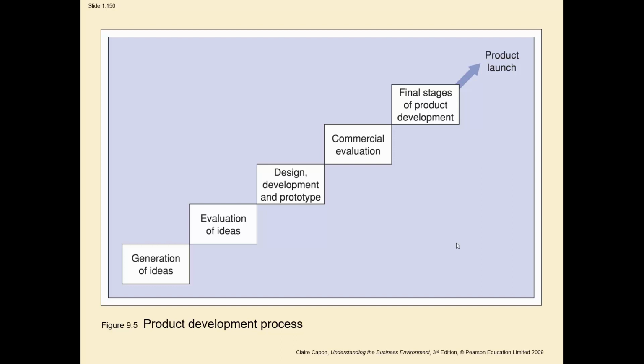Okay, so development for a process now. First off, your team in the generation of ideas, evaluation of those ideas, design, development and prototype, commercial evaluation, final stage of production development, and then leading to production with that launch. This is a key area because teams and groups are involved, and when there's a team, there's commitment, because you actually try to tackle it much further.